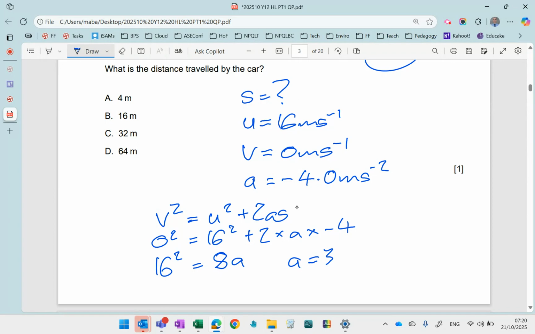oh, sorry, I made a mistake. I should say S, not A. That should be S, not A, my bad. So S is 32 meters. So answer C again.